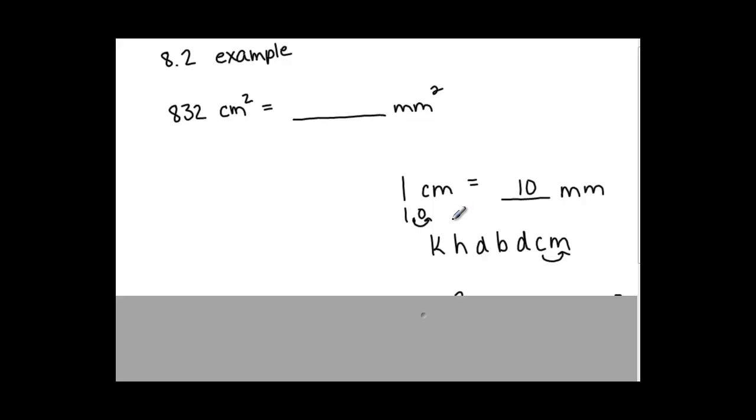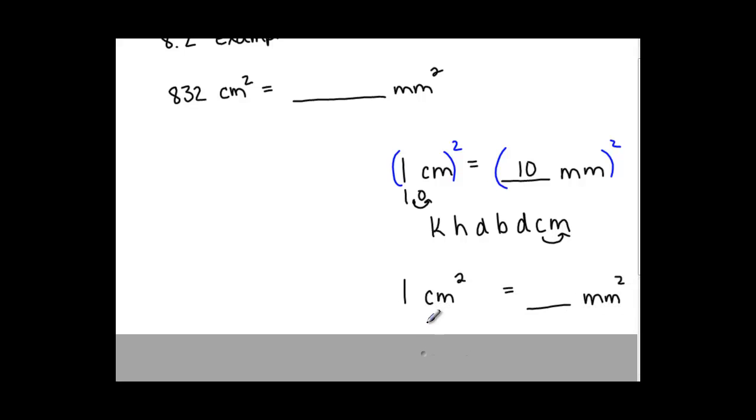Now to come up with centimeters squared is equal to how many millimeters squared, what I'm going to do is square both sides of this equation, which actually gives me that 1 centimeter squared, as 1 squared is 1, would be equal to, and we know that 10 squared is equal to 100. So 1 square centimeter is equal to 100 square millimeters.